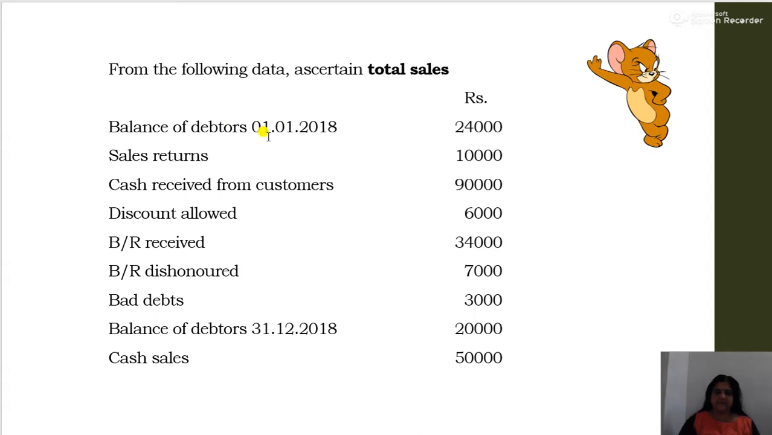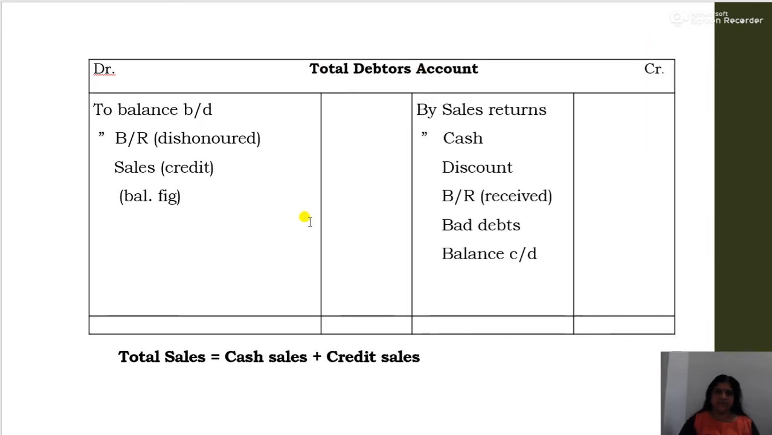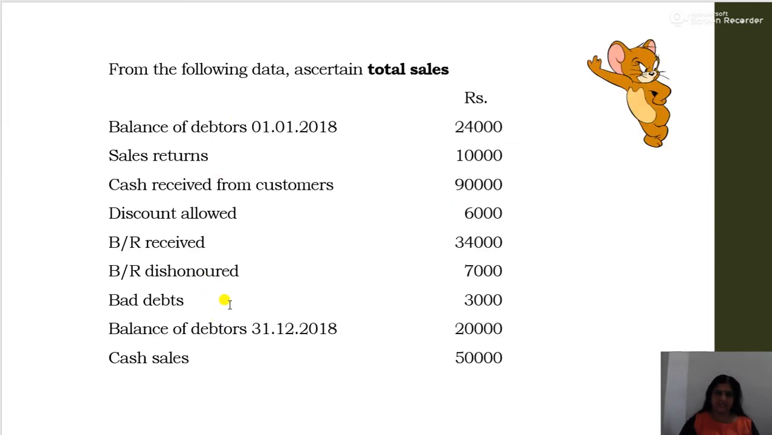Now from this you have to prepare the total debtors account, and the format of the total debtors account we have already discussed. Now we can see how we can ascertain credit sales, and on that basis how we can ascertain total sales. Credit sales can be calculated by preparing the total debtors account. Here the opening balance of debtors is given, that is the balance of debtors on 1/1/2018, which is 24,000. So this is the opening balance.